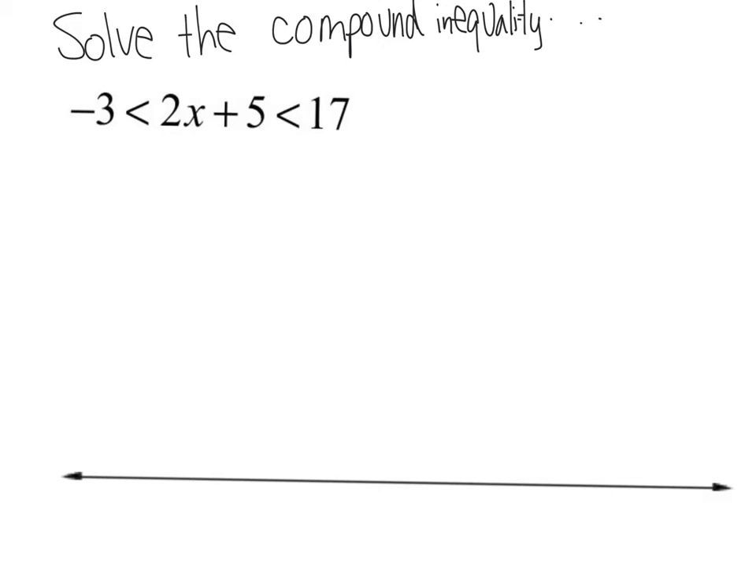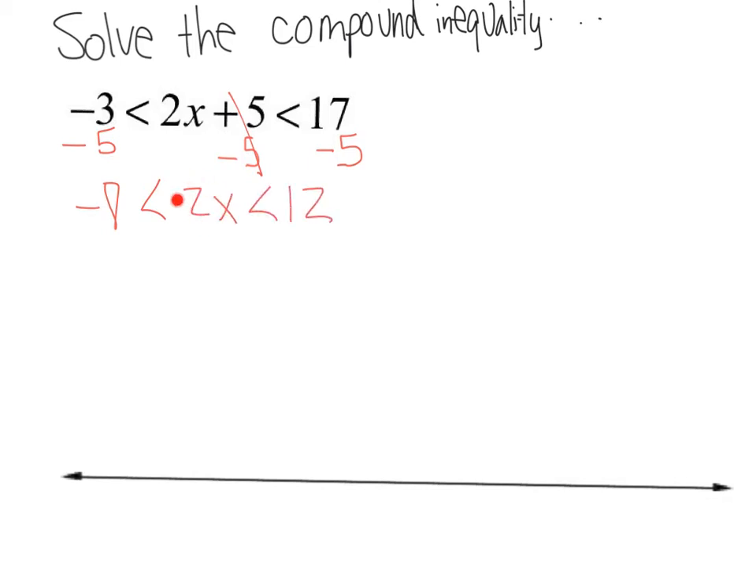So we could subtract the 5. We're trying to get the x by itself. So to isolate the x, we need to get rid of that 5. We need to get rid of the 2. If I subtract the 5 in the middle, I have to go over to the right side and subtract the 5. I have to go to the left and subtract the 5. So -8 is less than 2x, which is less than 12.